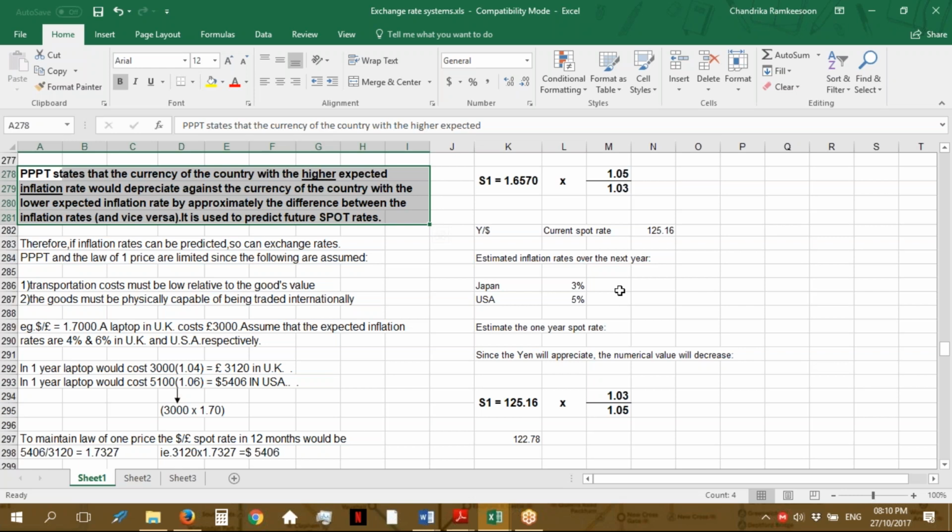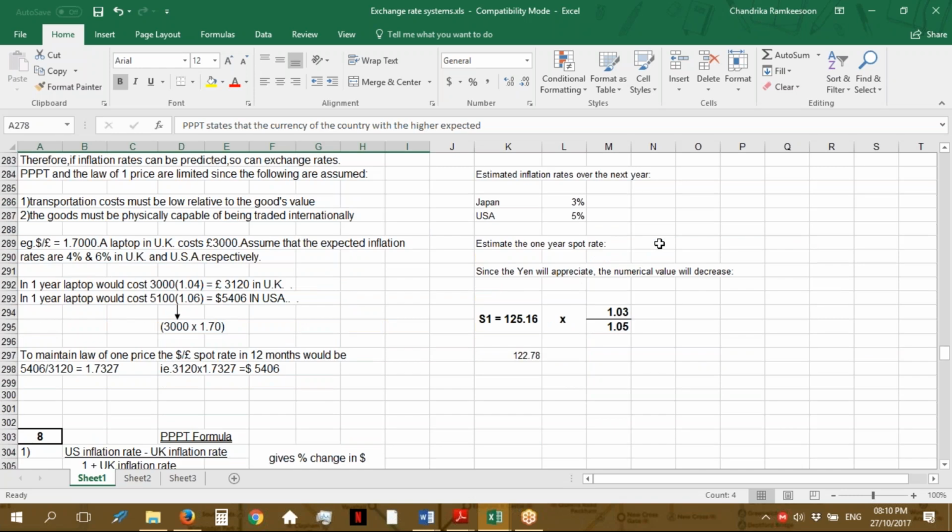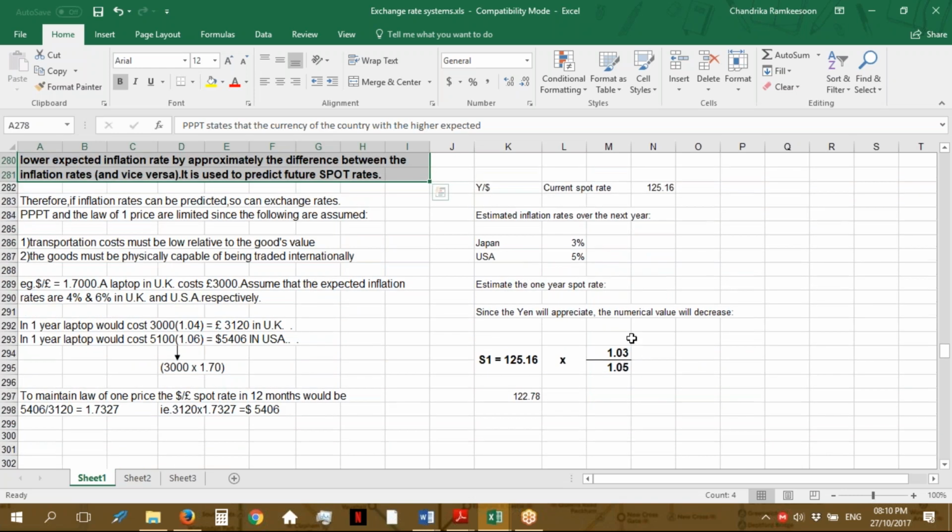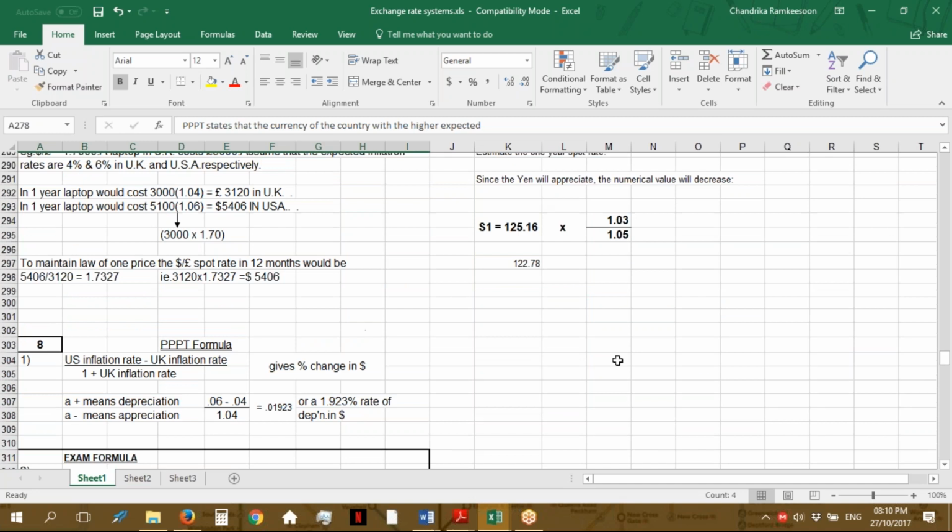that the Japanese currency, the yen, will strengthen against the currency of the US, the dollar, because Japan's estimated inflation rate over the next year is lower than the USA. We know that, and therefore we say to ourselves, well, if this is expected to strengthen, that means the numerical value must go down. And therefore, in this case, I'll put 1.03 on top, 1.05 underneath, times the spot rate, and I'll get this figure, 122.78. And that's all that it is.